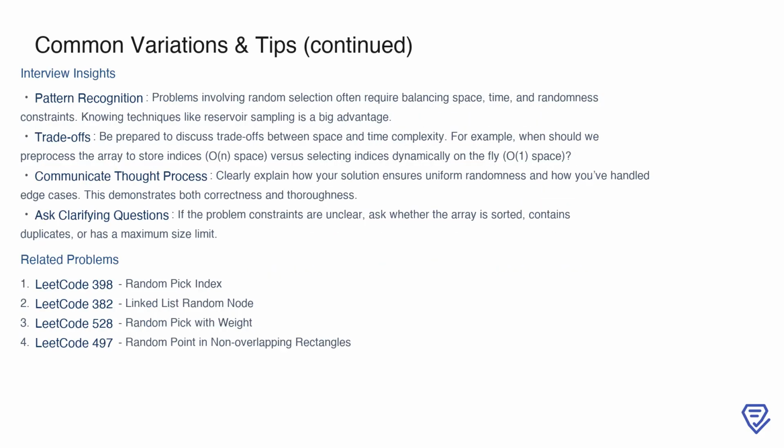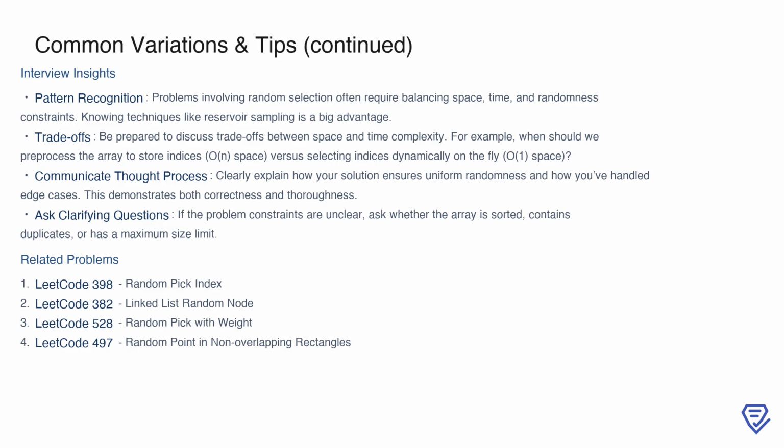Now, when preparing for interviews, there are key insights to keep in mind. First, recognize that problems involving random selection often require a balance between space, time, and randomness constraints. Mastering techniques like reservoir sampling will give you a significant advantage. It's also important to be ready to discuss trade-offs. For example, when should you preprocess the array to store indices, which uses O(n) space, versus dynamically selecting indices on the fly, which uses O(1) space? These decisions can vary based on the problem constraints.